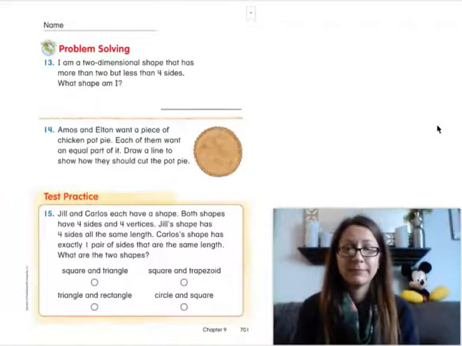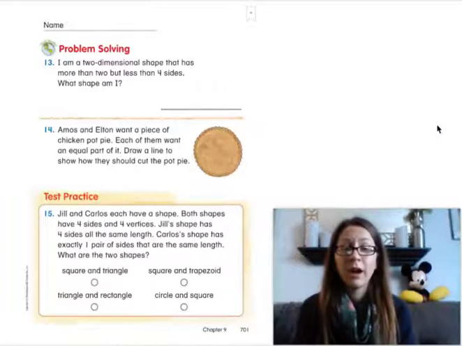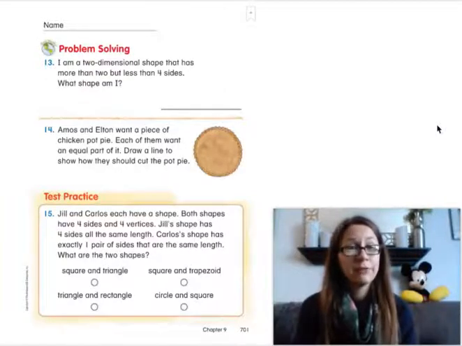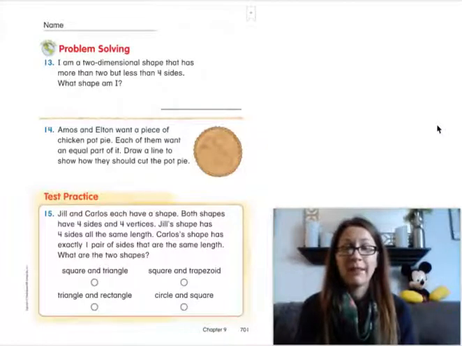Okay, number 14. Amos and Elton want a piece of chicken pot pie. Each of them want an equal part of it. Draw a line to show how they should cut the pot pie. So we have 2 friends. We need to cut this pie so that way both of these 2 friends get the same amount. They have the same equal part. So remember, you're only drawing one line here.